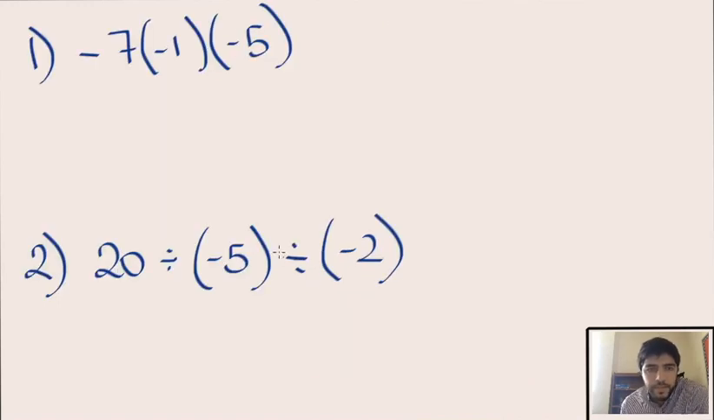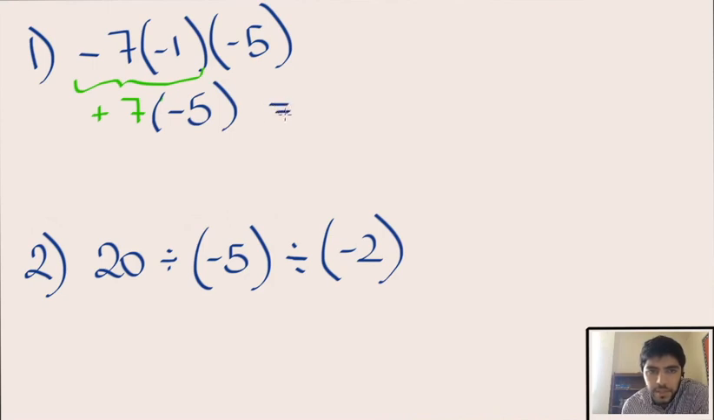Okay, so the first example here, we have negative 7 times negative 1 times negative 5. Again, we're moving from left to right. So we're looking at negative 7 times negative 1 first. These are two negative numbers multiplied by each other, so we know that the answer is positive. And then 7 times 1 is just 7. So we end up with positive 7 multiplied by negative 5. We go through the same process. This is positive multiplied by negative, which means the answer is negative. And then 7 times 5 is 35. And we're done.